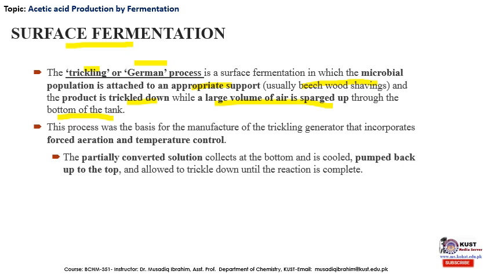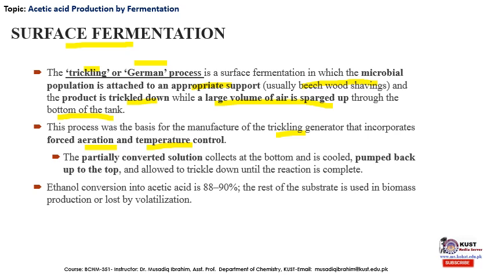Now, this process was the basis for the manufacturing of a trickling generator that incorporates forced aeration and temperature control. The partially converted solution collects at the bottom and is cooled, pumped back up to the top, and allowed to trickle down until the reaction is completed. So it is a kind of slow process, but repeated batches can get you the maximum yield.